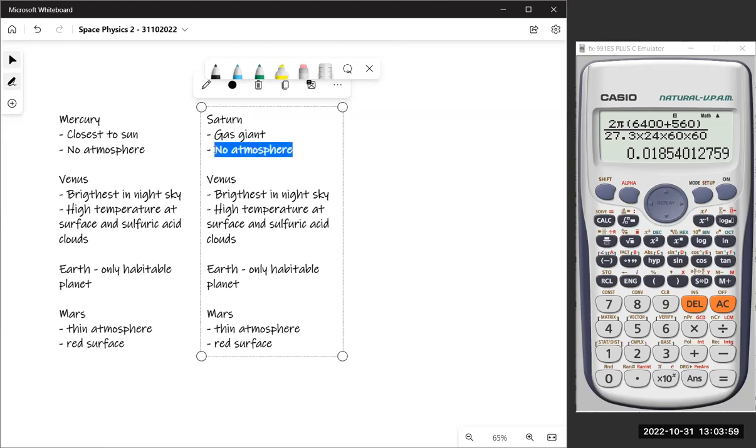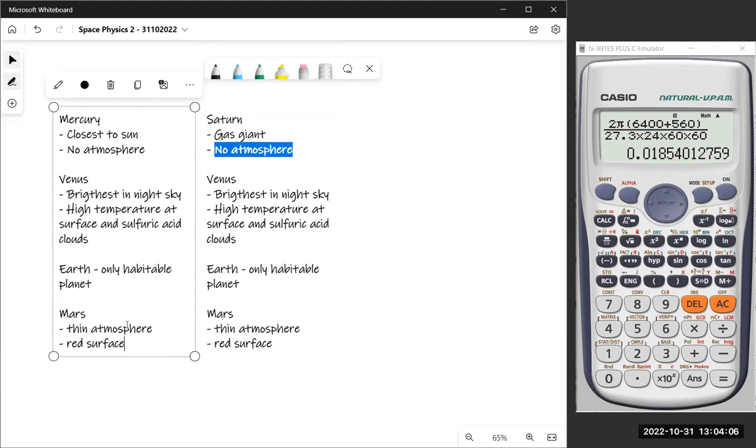What do you mean by thin atmosphere? Well, Earth has an atmosphere, right?